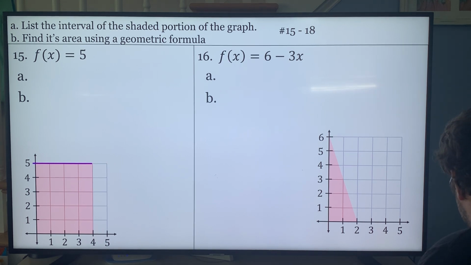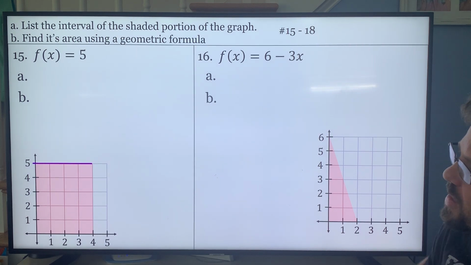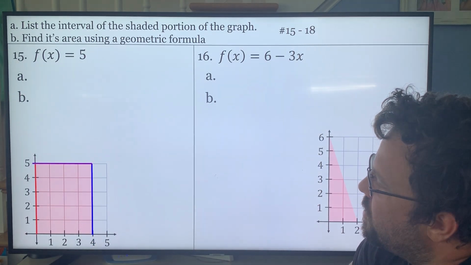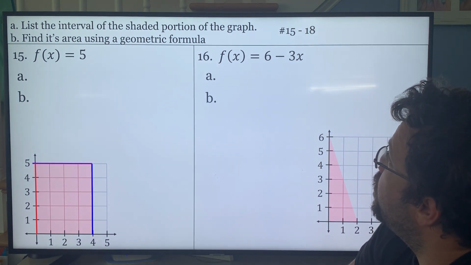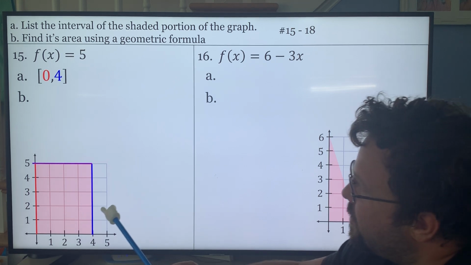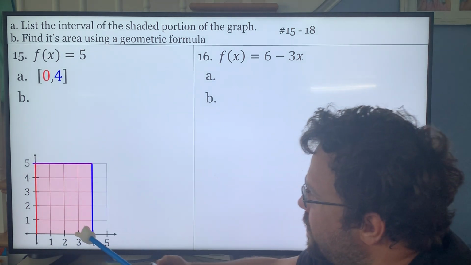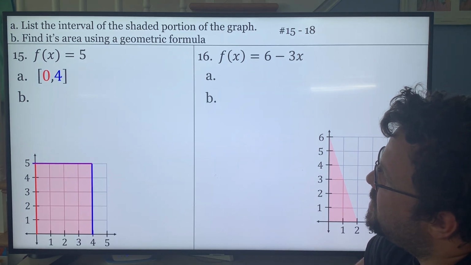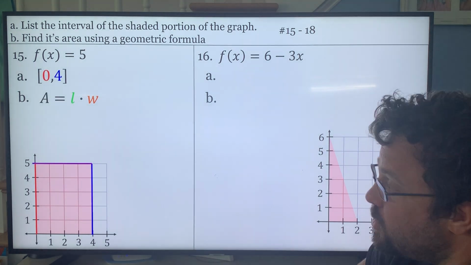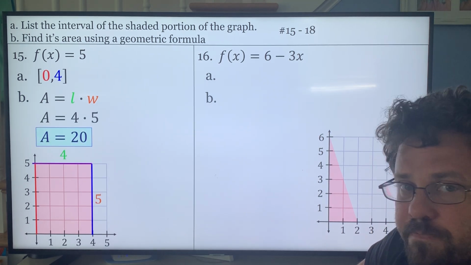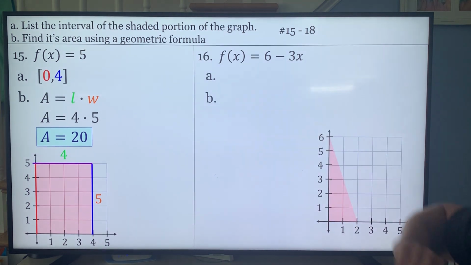I'm going to finish up this. So, f of x equals 5. That's a horizontal line. We're going from 0 to 4, because you can see that from this line, and we're doing the shaded part. Now, what's its area? Length times width, right? So 4 and 5. 4 times 5 is 20. Pretty easy.